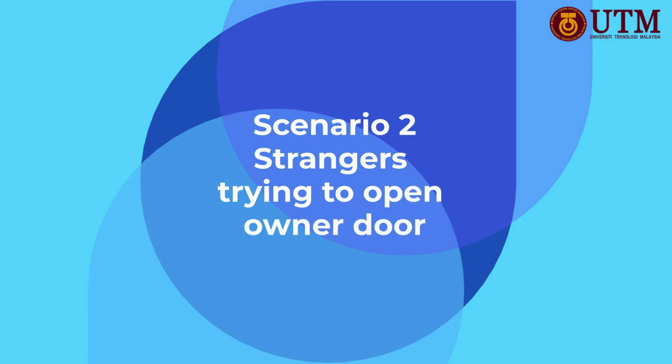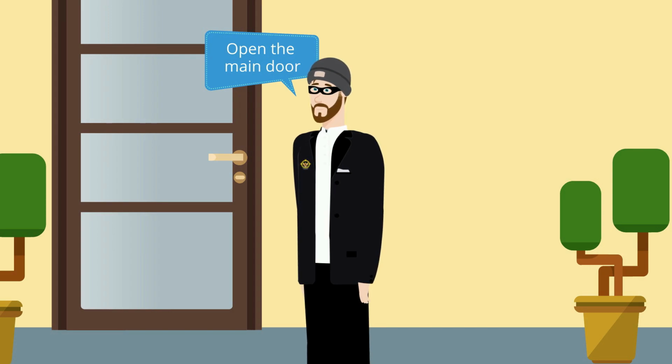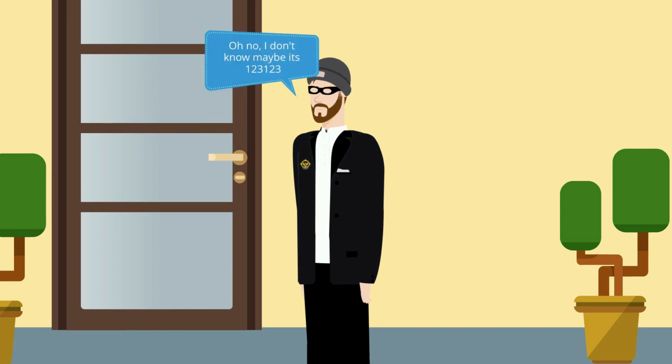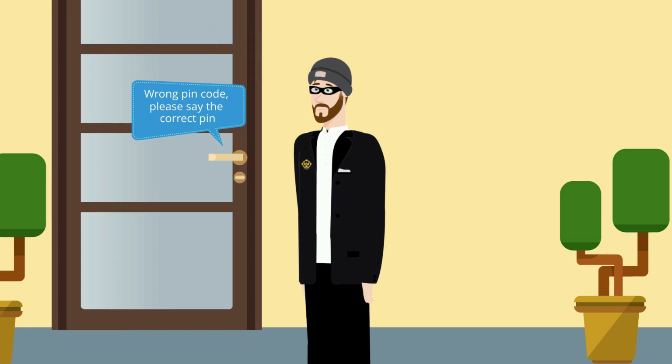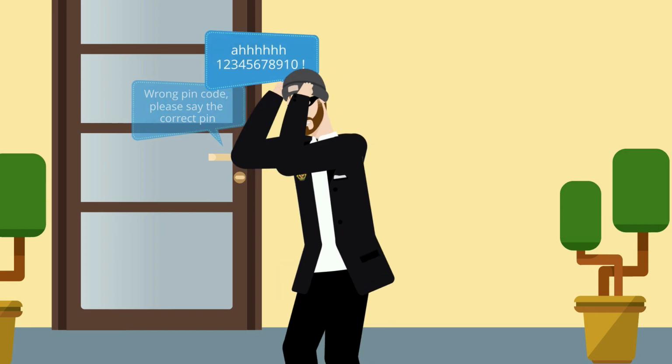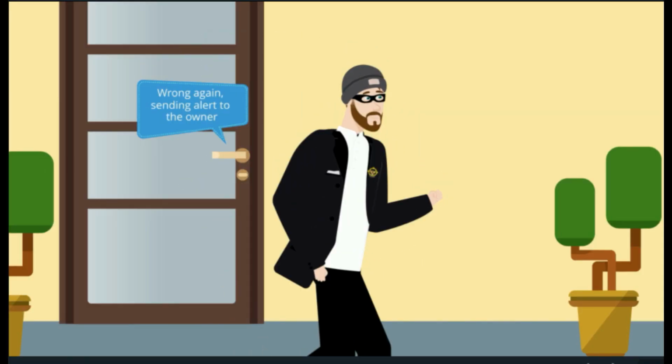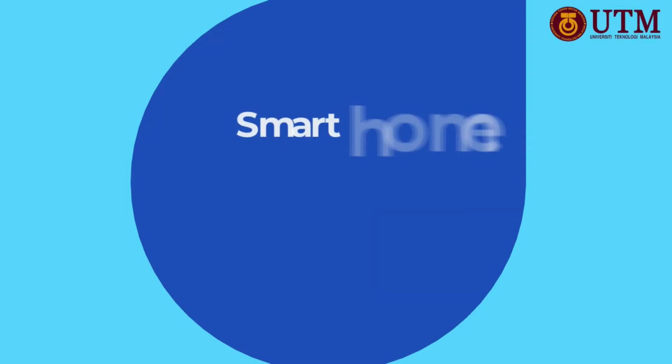Scenario 2. A stranger is trying to open the door. A stranger gives a command which is open the main door and it will be detected and processed by the smart lock. Next, the smart lock will ask for the PIN code. However, the stranger gives the wrong PIN code. And as we can see, the smart lock does not unlock the door and re-asks for the PIN code. After a few times that the stranger gives the wrong PIN code, the smart lock will send an alert to the owner as security.